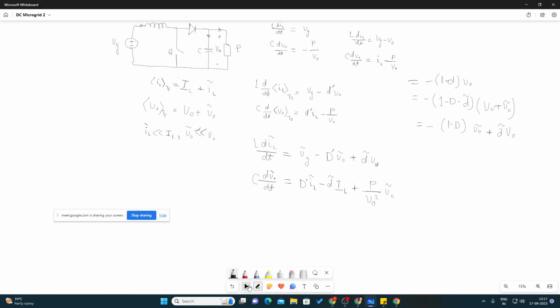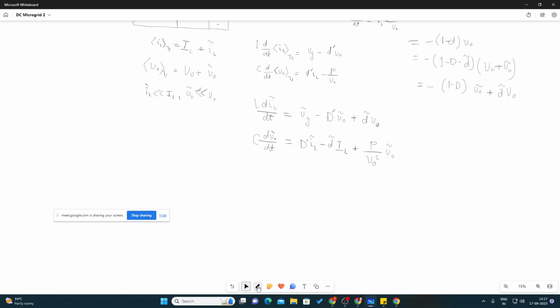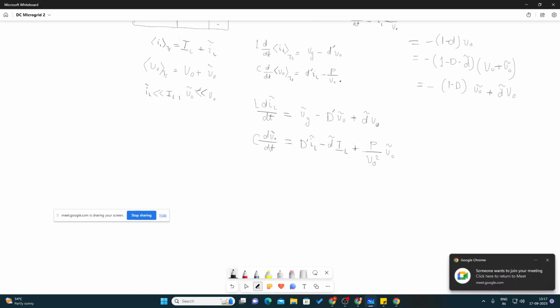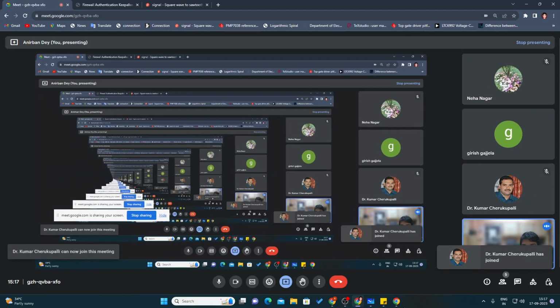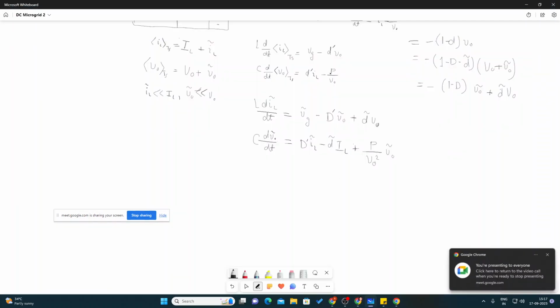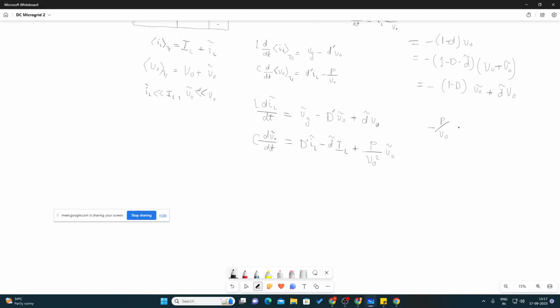I'm not getting the calculations, sir. So if you consider this portion, P is constant, right? So minus P by V0. Now P is constant, so under any perturbation there won't be any perturbation in the power, right? So what we essentially have is capital V0 plus V0 tilde. This can be written.